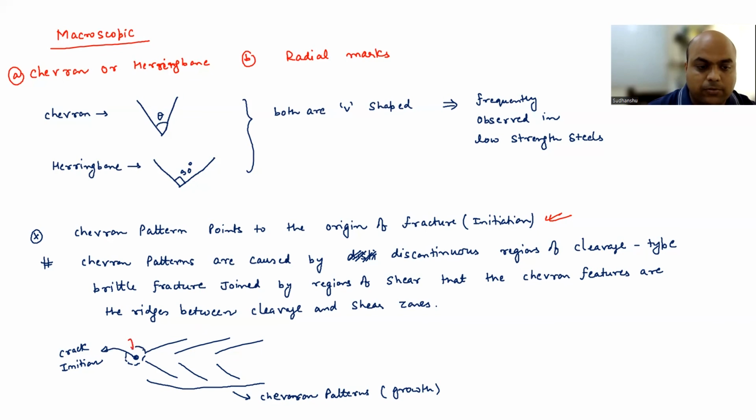Now the second is that chevron patterns are caused by the discontinuous region of cleavage type brittle fracture. So here you are going to have cleavage type brittle fracture as well as regions of shear. Between those two, you are going to have a ligament, and whenever it fractures, you are going to form chevron patterns. Okay, so this is what I wanted to talk about chevron patterns.